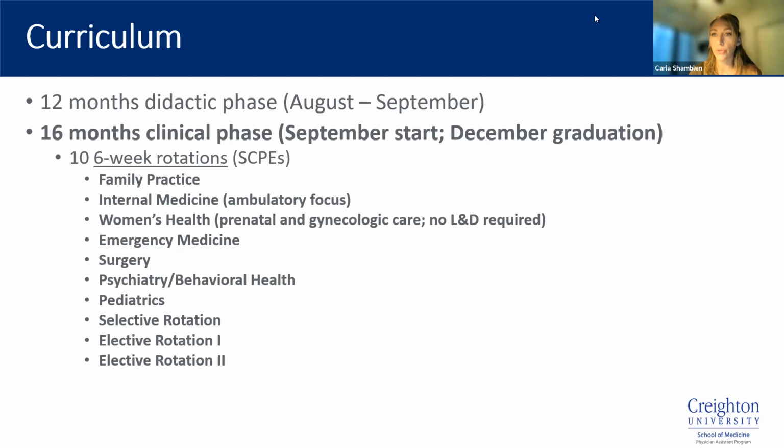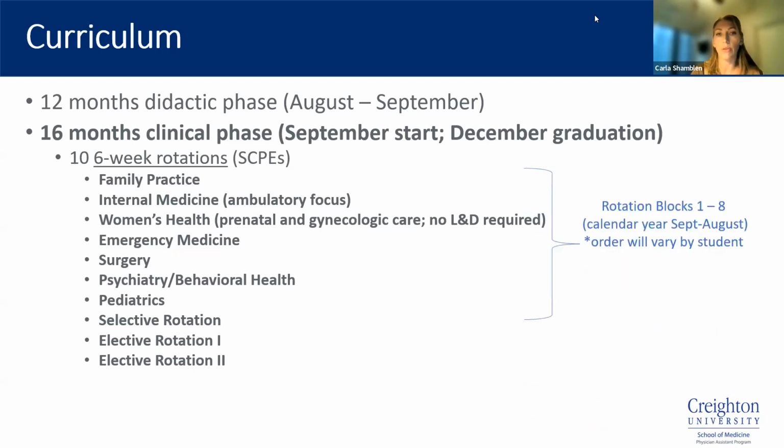Emergency medicine, surgery, psychiatry, pediatrics, and then our program has developed a required, what we call a selective rotation. I'll talk about what that means. And then the students will have 2 elective rotations at the very end of their clinical phase. So these first, we call these core rotations, family medicine through the pediatrics, and the selective will all be in that first calendar year of their clinical phase.